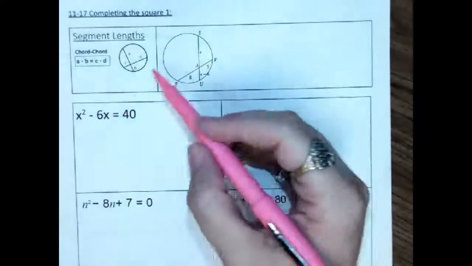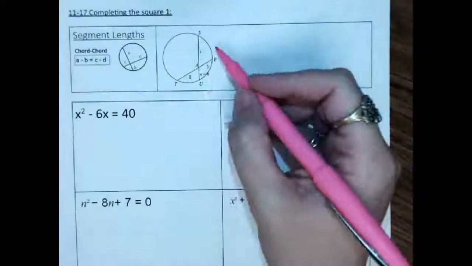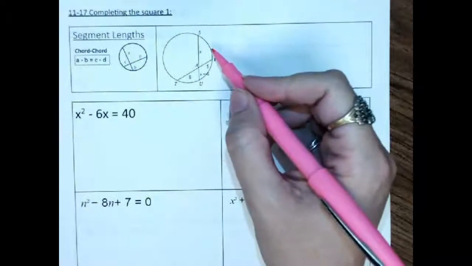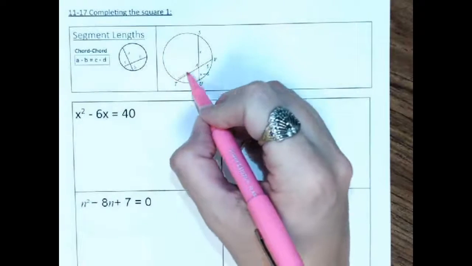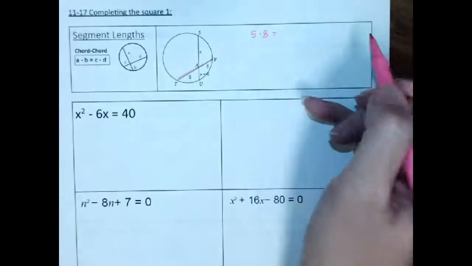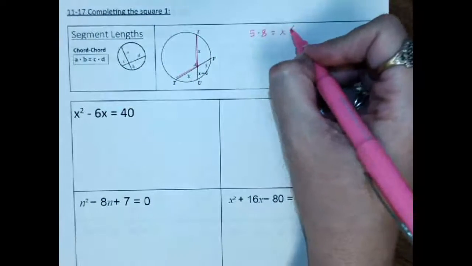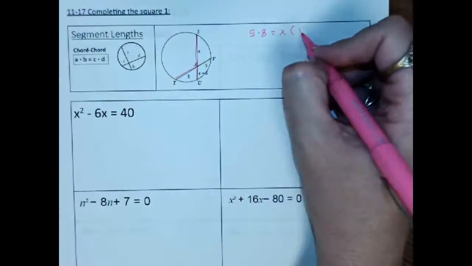So here's our same formula we've been using, A times B equals C times D. And let's see what happens when I try to use it on this problem right here. So I've got A times B, that's 5 times 8. And on this side I'm going to have X times X minus 6.